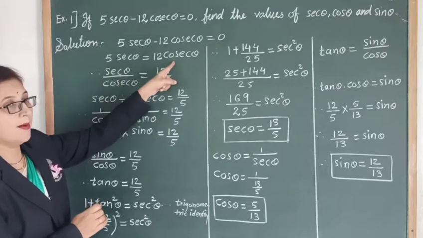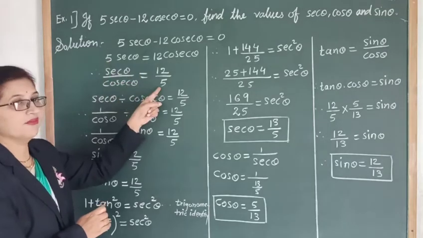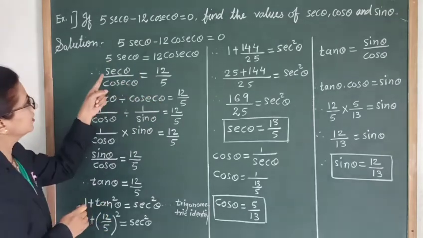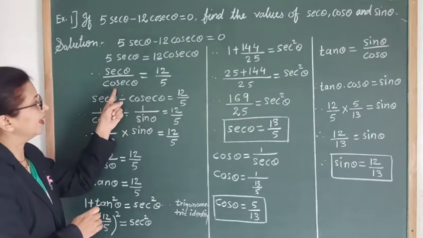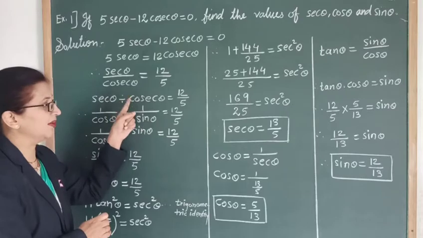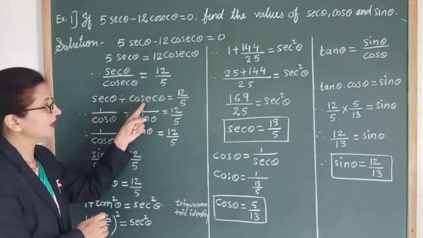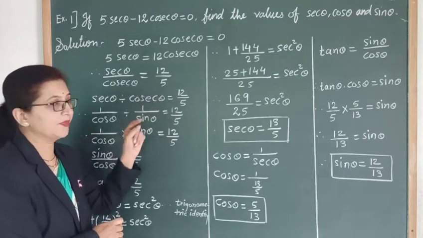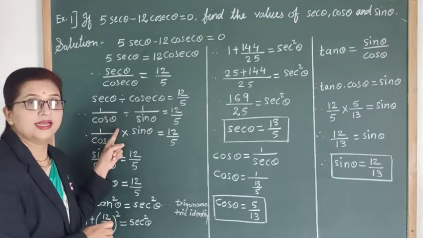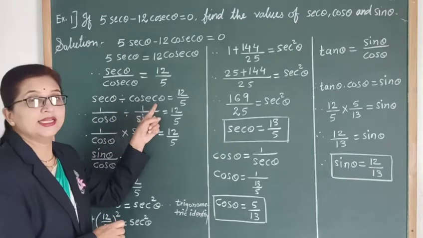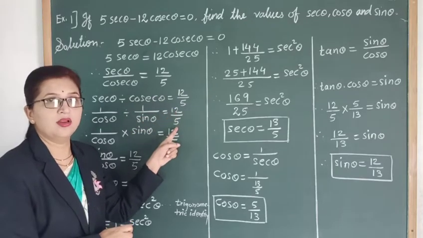So sec theta upon cosec theta is equal to 12 upon 5. Now this sec theta upon cosec theta is nothing but sec theta divided by cosec theta. Denominator means divisor. So sec theta divided by cosec theta is equal to 12 upon 5. Now sec theta is nothing but 1 upon cos theta, divided by cosec theta, which is the inverse of sin theta, is equal to 12 upon 5.